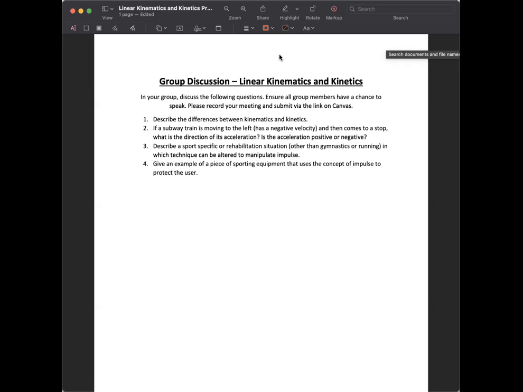Okay, and for number three, describe a sport-specific or rehabilitation situation in which technique can be altered to manipulate impulse. My example would be in badminton. You can angle the racket, and depending on the angle when hitting the birdie, you can either send it up, for example when you're serving, or angle it down towards the opposing player and smash the birdie towards them, so it's harder for them to return. That's a really good example.